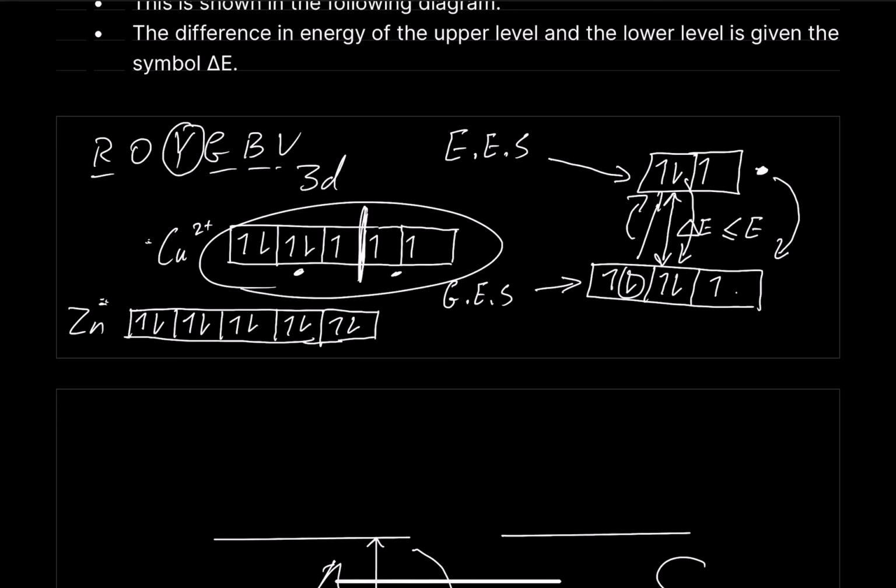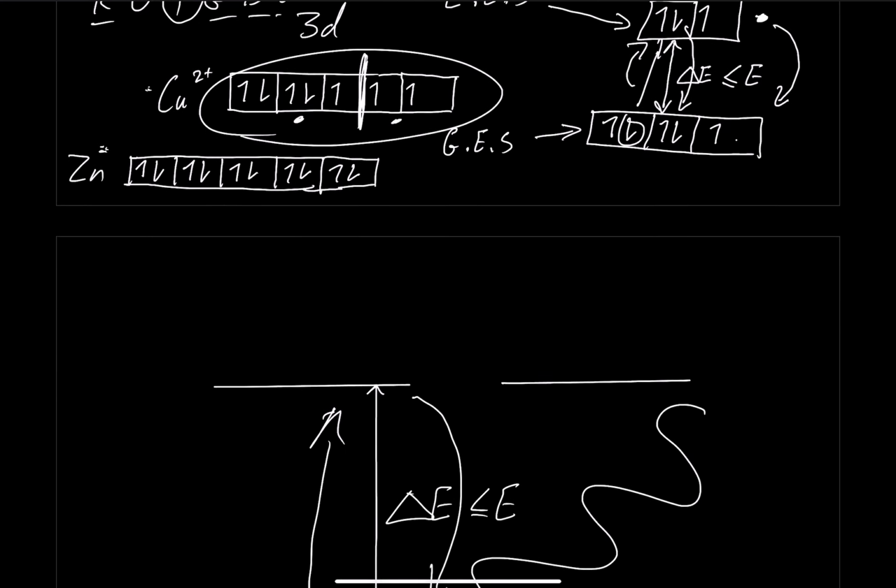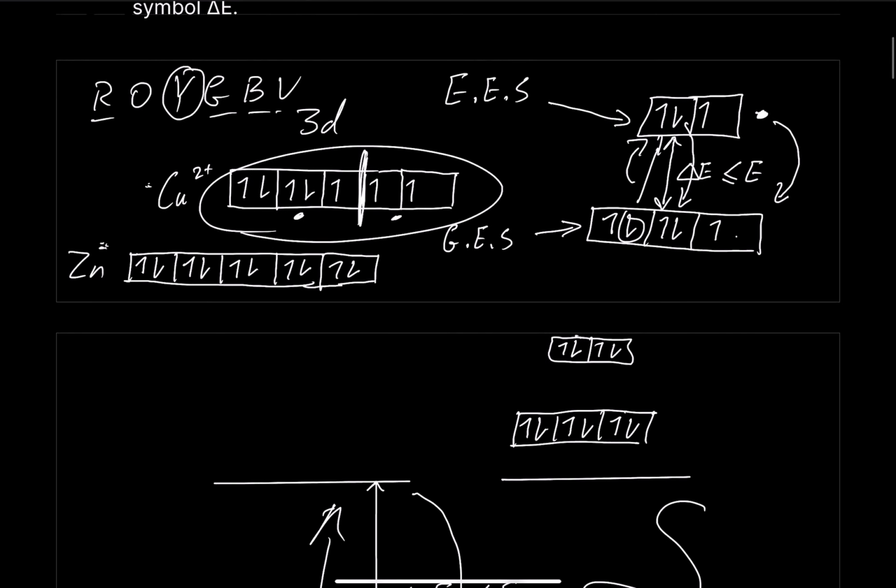It hasn't got it because it has a fully filled d subshell, right? Imagine this now. I'm going to draw it here. You see the difference between copper 2 plus's split orbital and zinc's split orbital. There's no space in this higher energy orbital for electrons to get excited to.